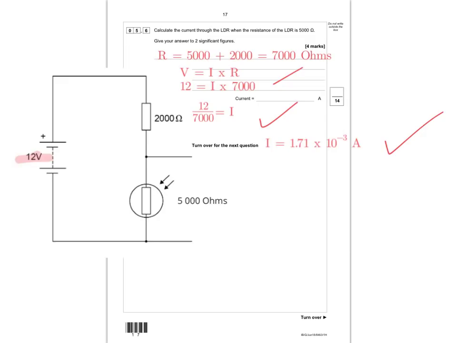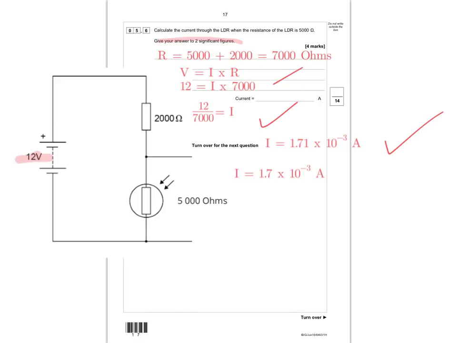And the fourth mark for the question is up here. It's to give your answer to 2 significant figures. So even if you've answered this question incorrectly or you don't know what to do, if you write a number to 2 significant figures into the current box, you'd probably pick up some marks. So to put it to 2 significant figures, we need to round down. So I is going to equal 1.7 times 10 to the negative 3 amps.